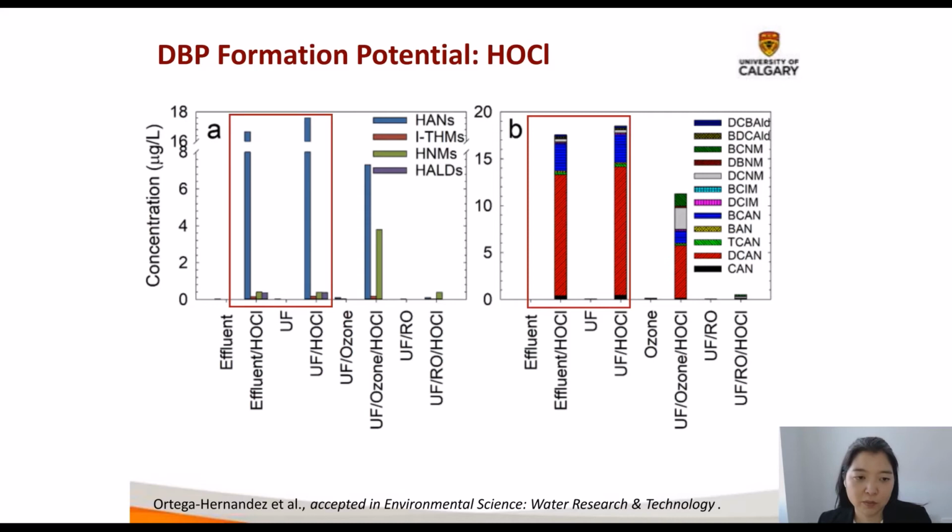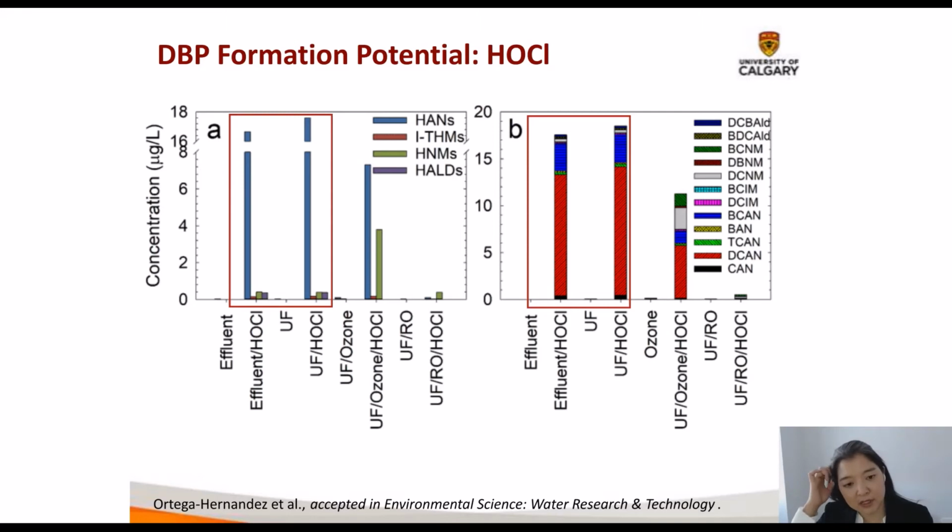So then we analyzed the DBPs that are formed after adding chlorine to each water sample. And so here we could see we have the effluent and then effluent with chlorine. So we could see that these disinfection byproducts are formed after you add chlorine, and we observed a high formation of primarily halocyanonitrile. So this is almost 18 micrograms per liter of halocyanonitrile. This is composed primarily, again, of dichloroacetonitrile and bromochloroacetonitrile.